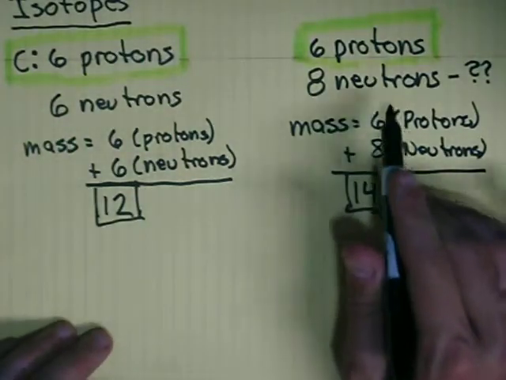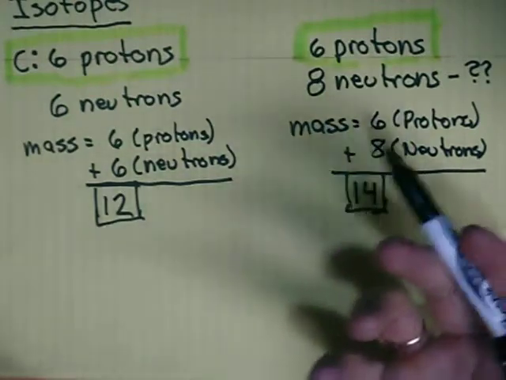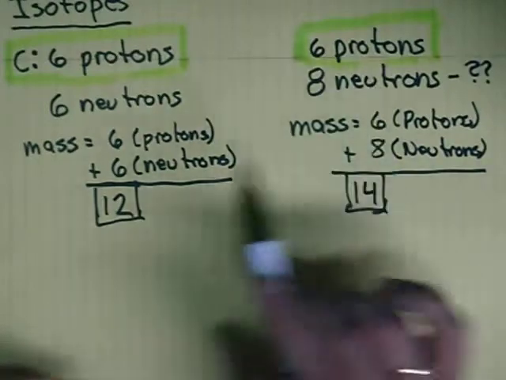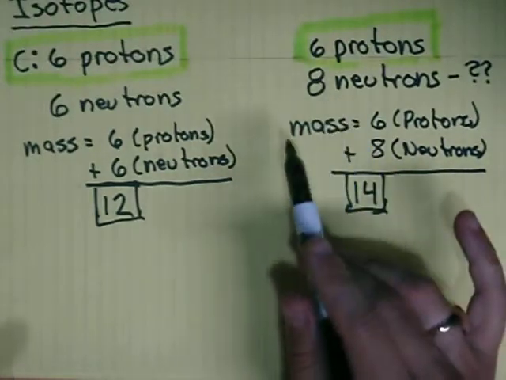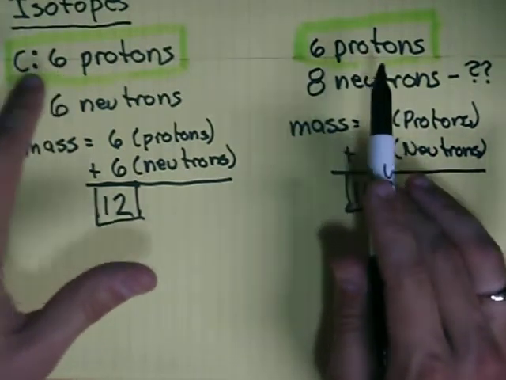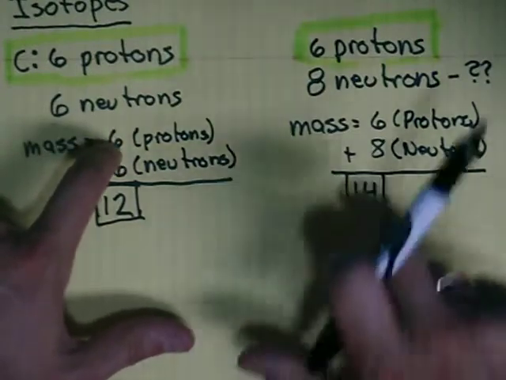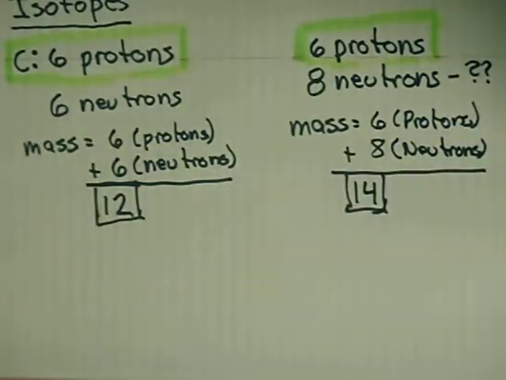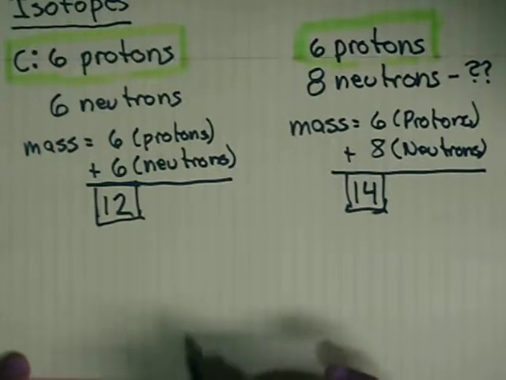Neutrons basically, it's like just throwing weight onto something. Just makes it a little bit heavier, or if you take them away, it makes it a little bit lighter. The chemistry of it, of what that atom does chemically, is all based upon the number of protons, which makes it carbon. So chemically, this will react exactly the same as this. So how can we differentiate and tell these apart?